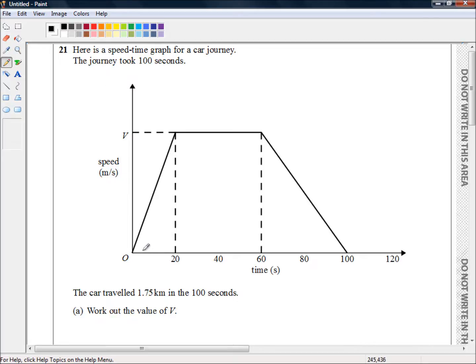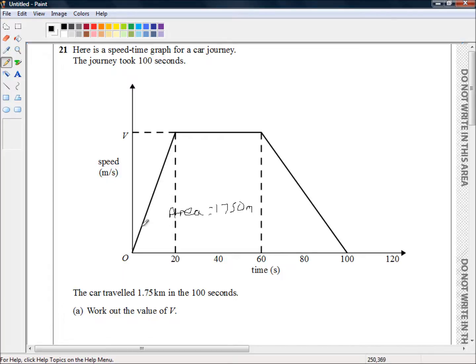Now, in a speed time diagram, the area underneath the curve is the distance, and if that's not obvious, you could think that the area is going to be effectively the speed multiplied by the time. Speed is in metres per second, and if you multiply that by time in seconds, that will give you an answer in metres, which is a distance. So the area underneath the curve is the distance, and we know the distance is 1,750 metres, so I can put area is equal to 1,750 metres. And that area is broken down into a triangle, a rectangle, and another triangle.